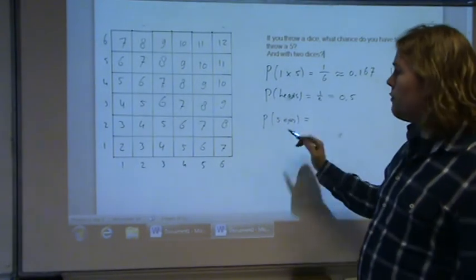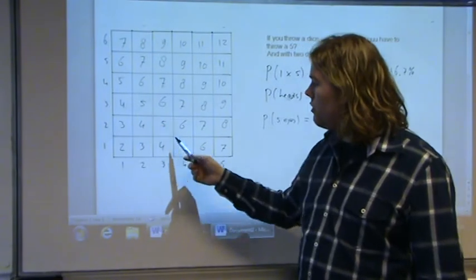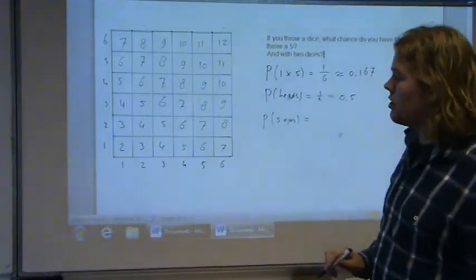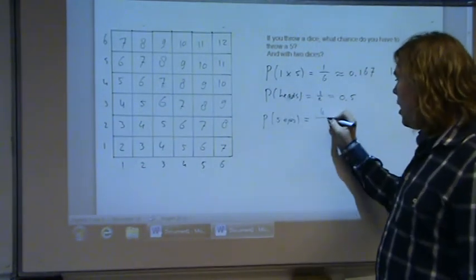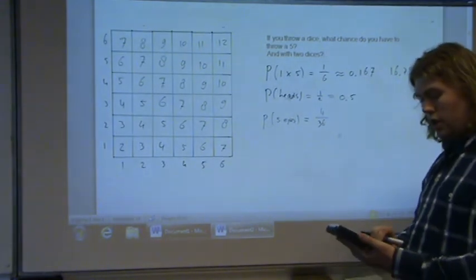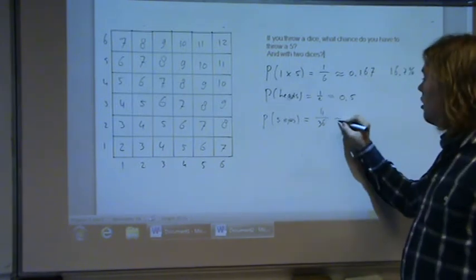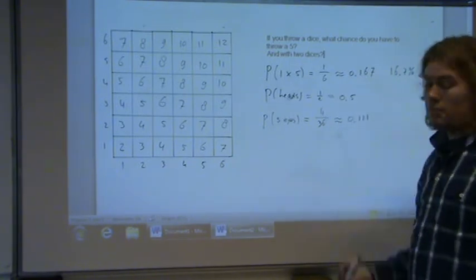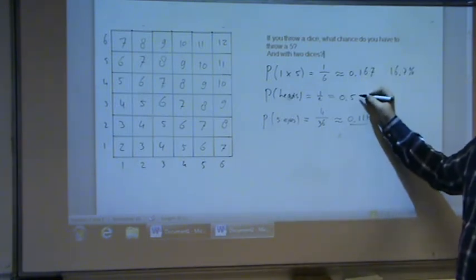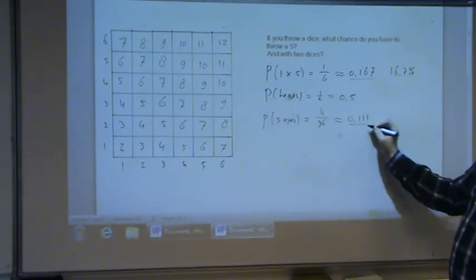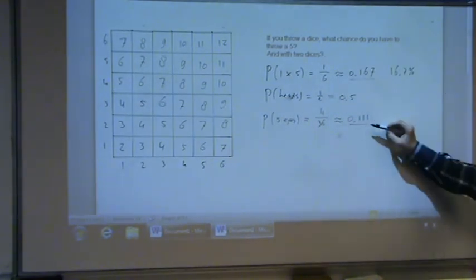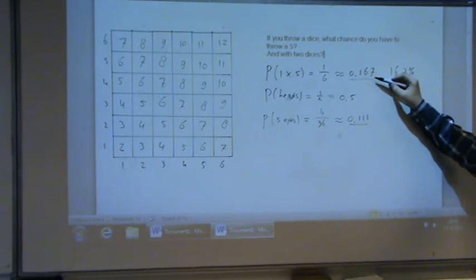Alright, and we were looking for 5 eyes, so that's 1, 2, 3, 4. We have 4 outcomes that have 5 eyes as an end result. So this is 4 out of 36. That's our probability. And if we calculate it, 4 out of 36, we get 0.111. Probability always on 3 decimals, unless you only have 1 decimal or 2. So 3 decimals, 3 decimals. That's the chance you get 5 eyes with 2 dice. So you see that the chance of 5 eyes with 2 dice is less than with 1 dice.